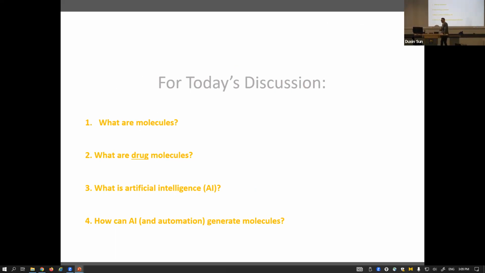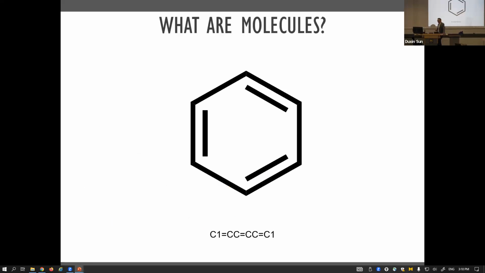I don't know how much justice I'll do to the question, what is artificial intelligence? But I'll show you a tiny bit of machine learning, and then spend, if I get there, enough time talking about how AI and automation can generate molecules today and in the future. So, all right, what are molecules? Here's a molecule, right? This is a line representation of the molecule benzene.